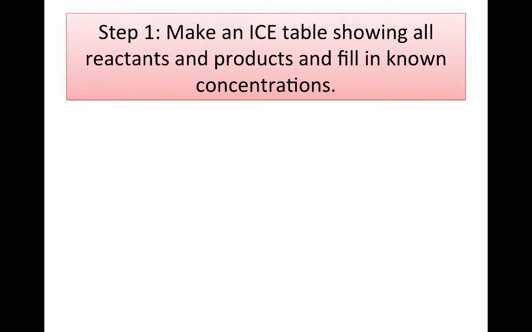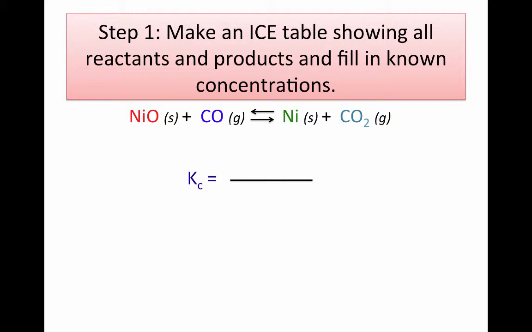So let's start with our ice table showing all the reactants and the products. Now, before we do that, let's talk about the equilibrium constant for this reaction. So we always start out by putting the concentrations of our products in the numerator of the fraction. So here our products are solid nickel metal and carbon dioxide. But we do not include in our equilibrium constant anything whose concentration does not change, and that includes all solids. So we're not going to include our concentration of nickel metal in our equilibrium constant.